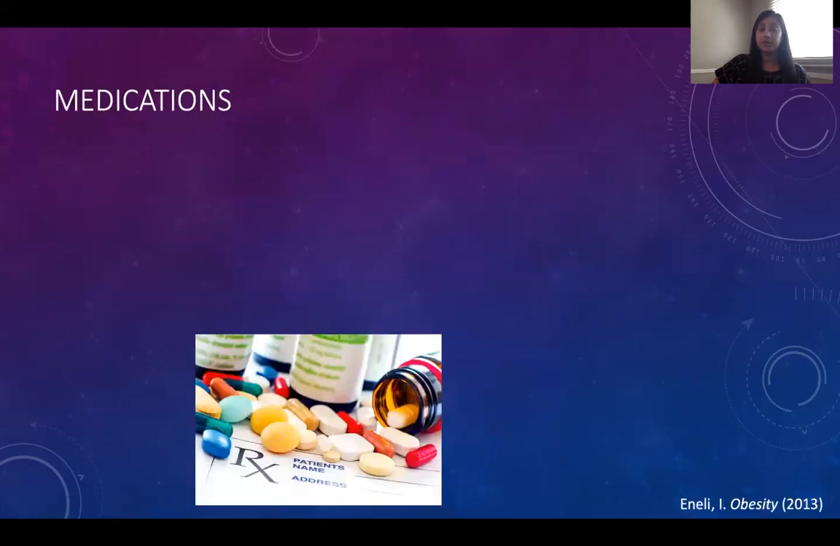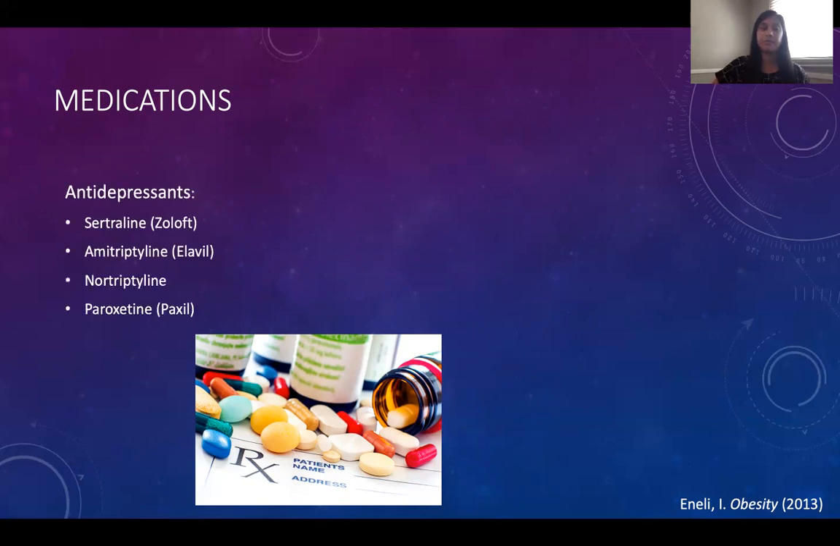So going along the lines of medications, there's actually quite a few medications that can cause weight gain. And so I think this is really important to review a medication list with a patient to see if any of their medications that they have been on for a long period of time or recently just started could be contributing. So there are antidepressants, Zoloft or sertraline, amitriptyline, nortriptyline, and paroxetine.